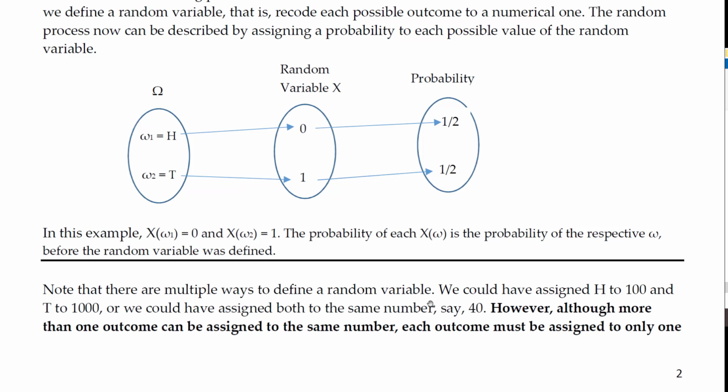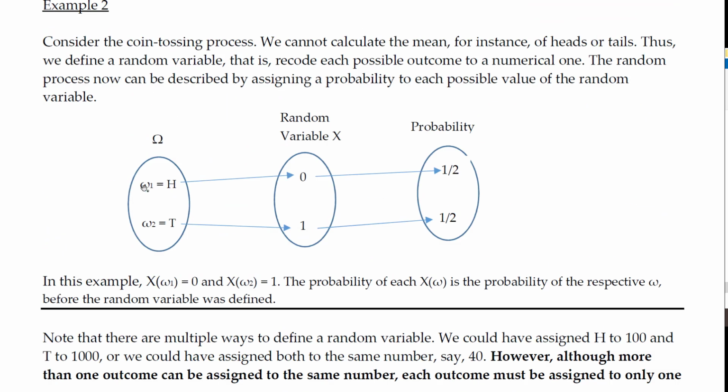Also notice that I could have recoded this random variable in many ways. Like I said, many functions satisfy the definition of a random variable. For instance, I could have recoded H to 100 and T to 1000. The problem is that model wouldn't be as useful. This one is very useful. This is used for many binary real-life experiments, not only flipping a coin. But if I had recoded it as 10 and 1000, I'm not sure how I could possibly use this model.